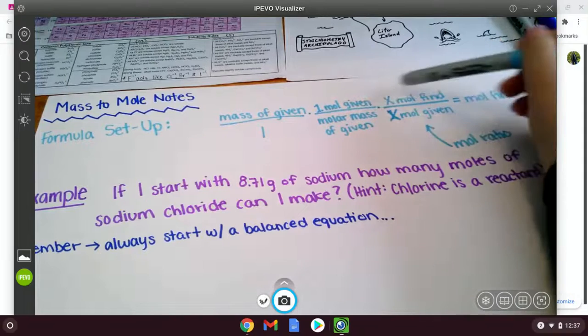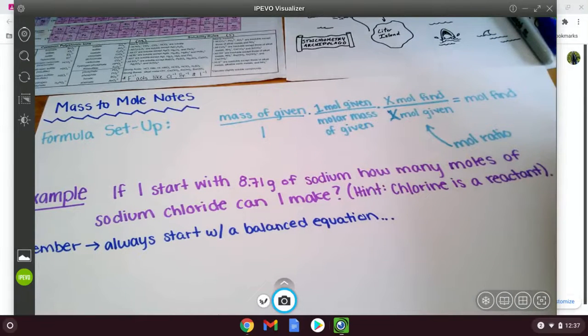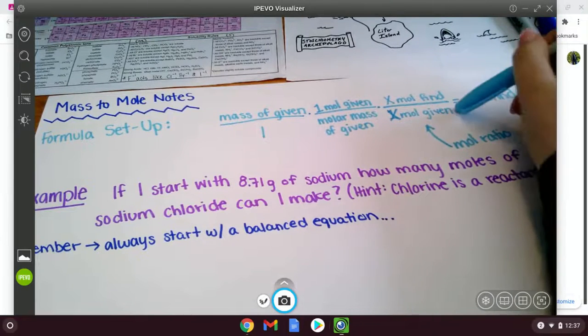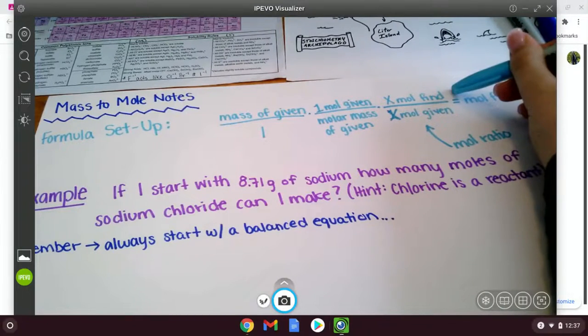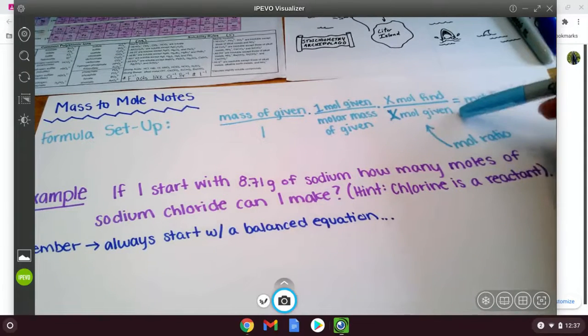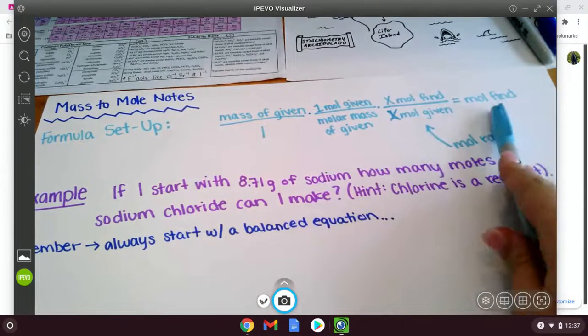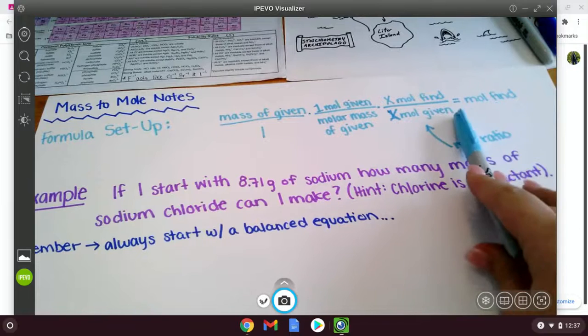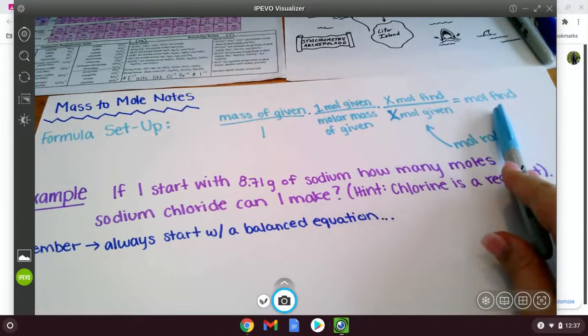After that step, that's where our mole ratio comes into play. Okay, so we're going to have our moles of what we're given underneath the moles of what we're trying to find. And remember, the numbers for the mole ratio come from our balanced chemical equation. So when we put these all together, we're going to be able to find the moles of whatever substance we're trying to find.